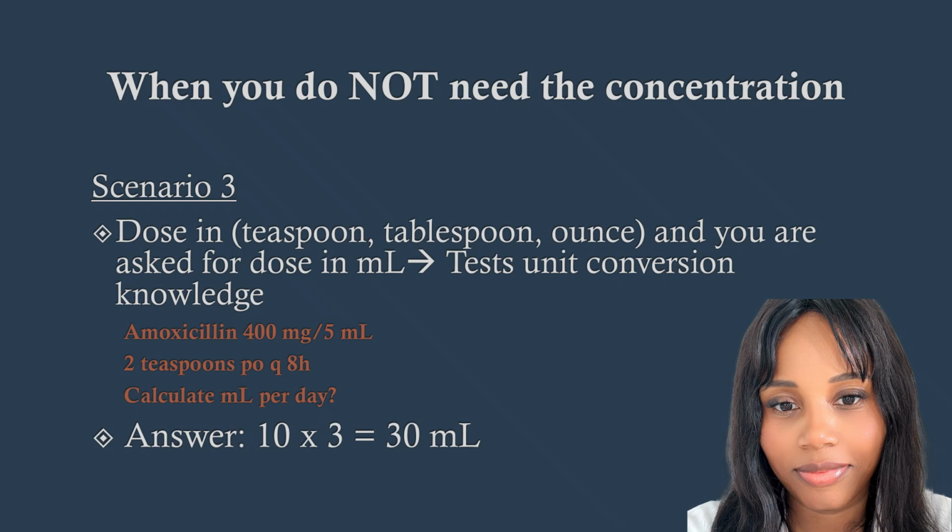You have amoxicillin 400 milligram per 5 ml, 2 teaspoons every 8 hours. Calculate ml per day. So the dose is given in teaspoon and you are asked to calculate in ml. So here we don't need the concentration. All you need to do here is a unit conversion. You're converting teaspoon to ml. So once you know that unit conversion factor, 1 teaspoon is 5 ml, then you'll know that 2 teaspoons is 10 ml. So to calculate ml per day, it'll be 10 times 3, that's 30 ml per day.